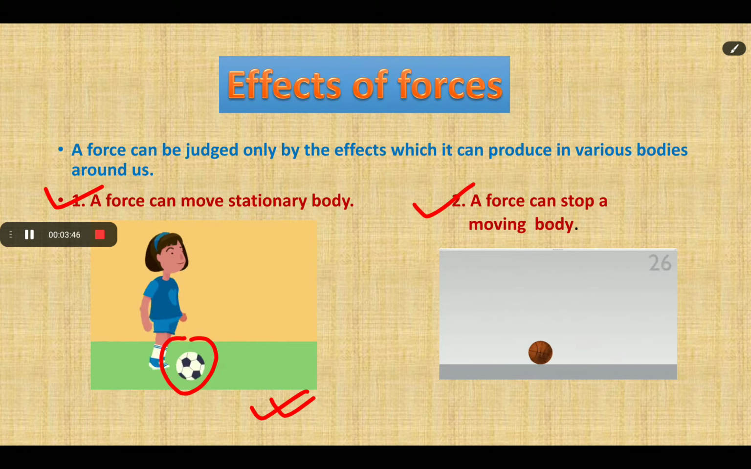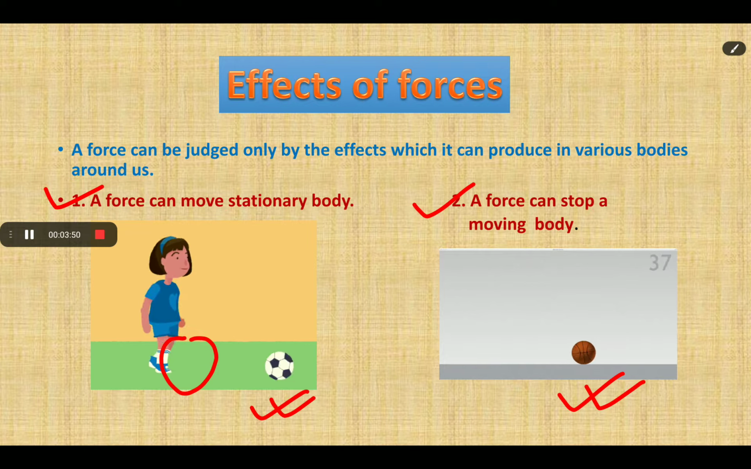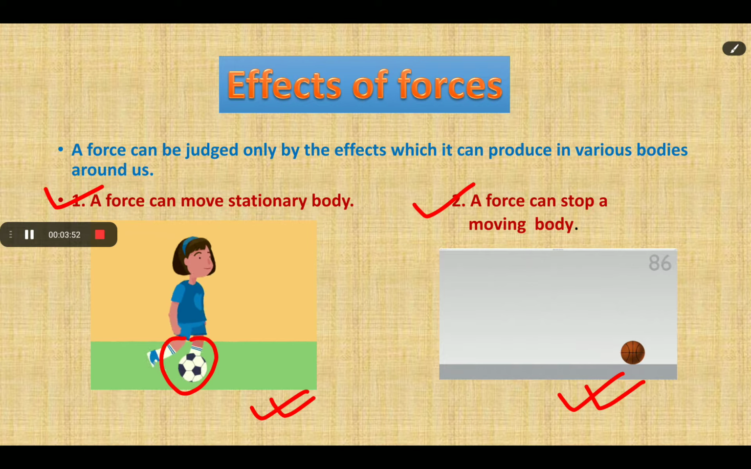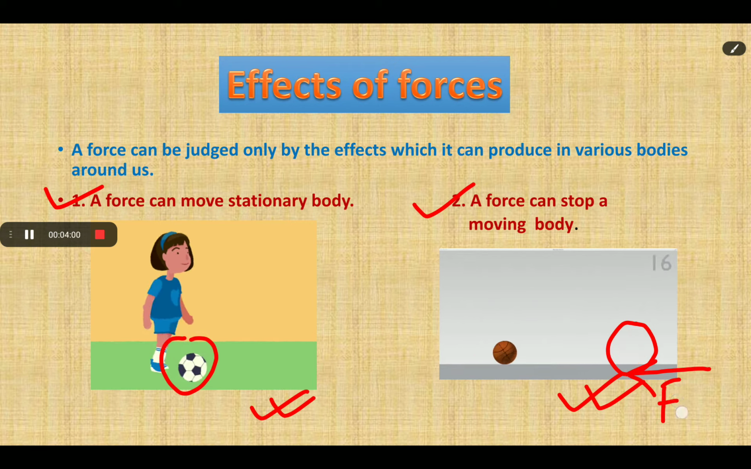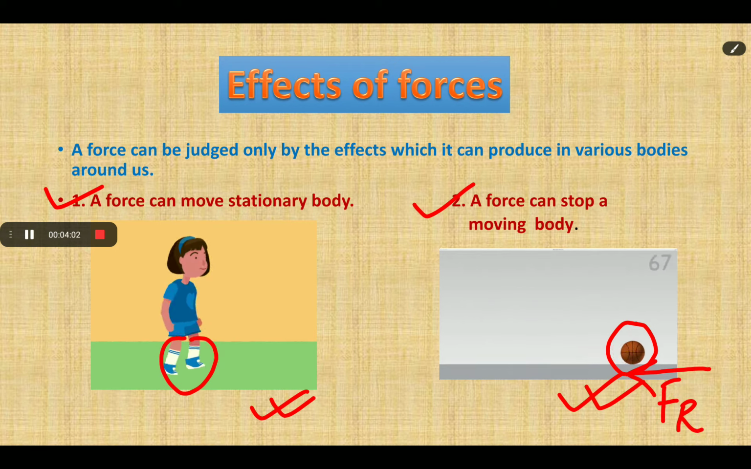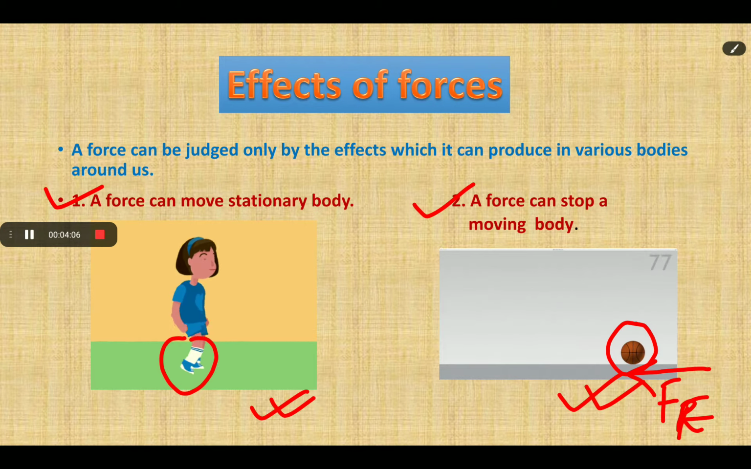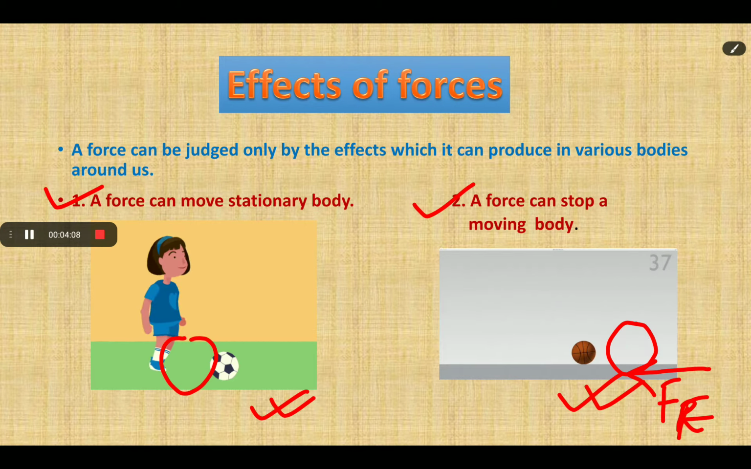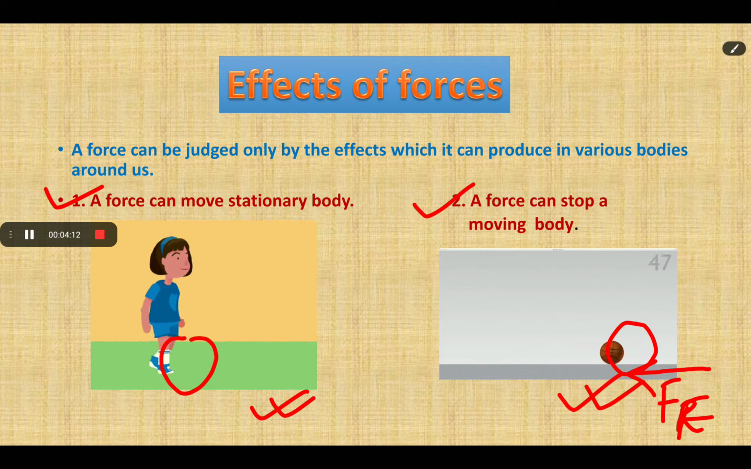As you can see in the image, a ball is rolling, and after covering some distance, the ball comes to a stop because this ball experiences the force of friction, and due to this force of friction, the ball comes to rest, and we say that a force can stop a moving body.